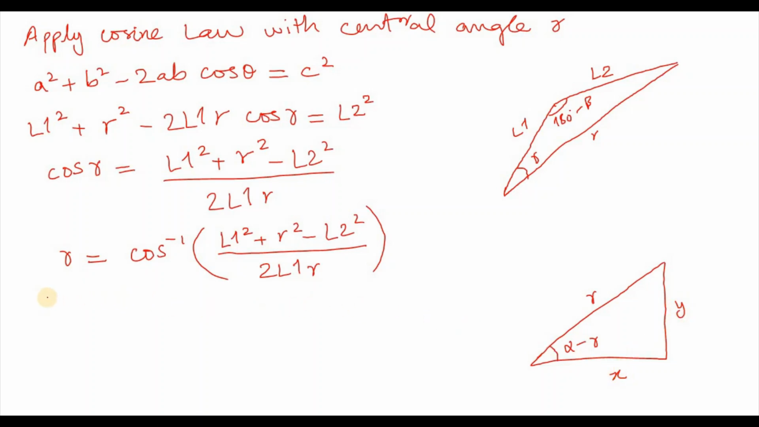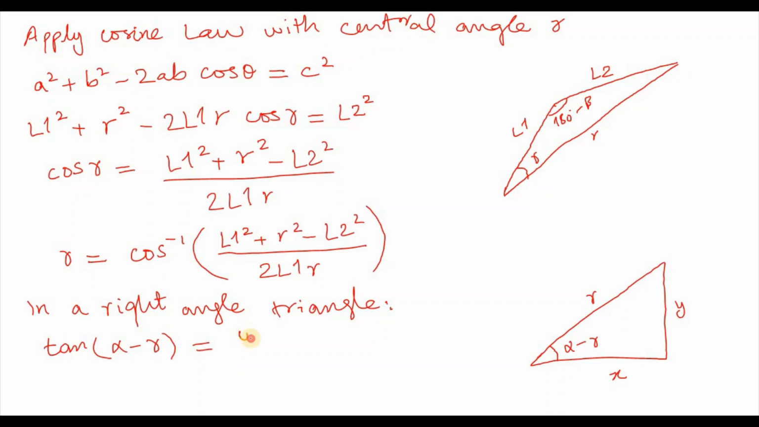So we know that in a right angle triangle, we have tangent of alpha minus gamma is equal to Y over X. So from here we can calculate our alpha, which will be tangent inverse Y over X plus gamma.